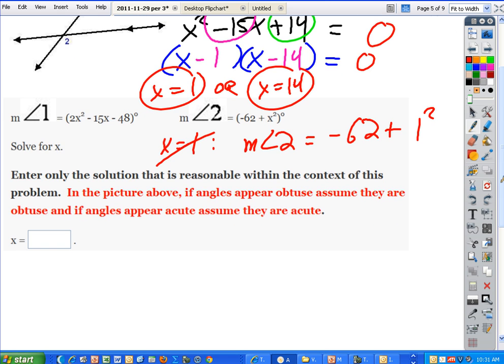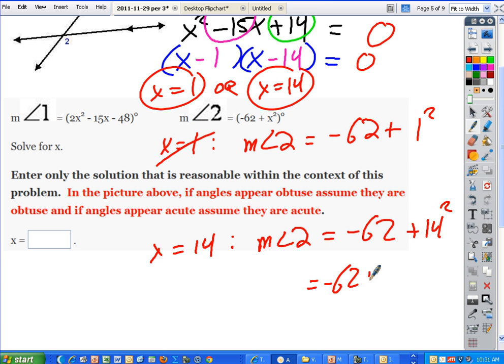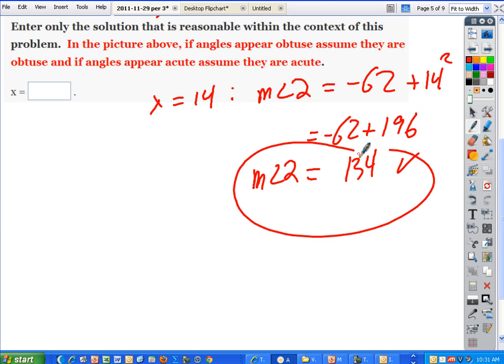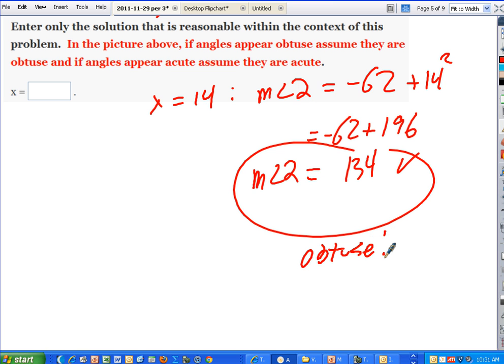Let's try, just to make sure, let's try 14. If x equals 14, the measure of angle 2 equals negative 62 plus 14 squared. What's 14 squared? 196. So that's negative 62 plus 196 equals 134. Bingo. That's it, isn't it? That's obtuse. So that's our answer. Okay, so we get x equals 14, right?